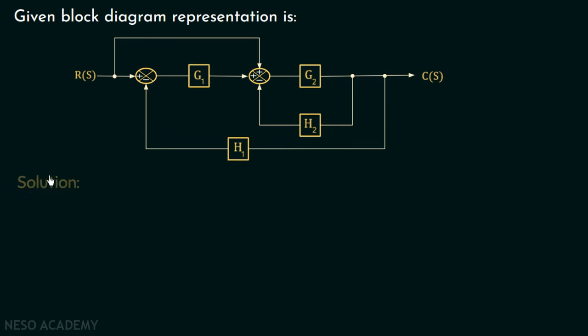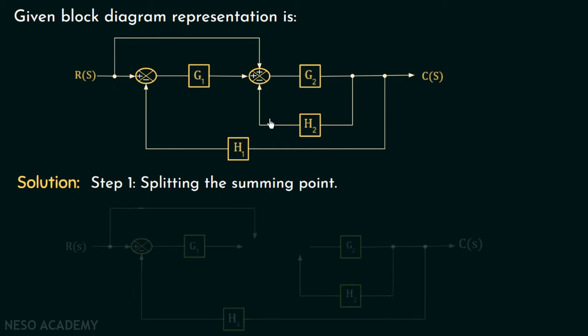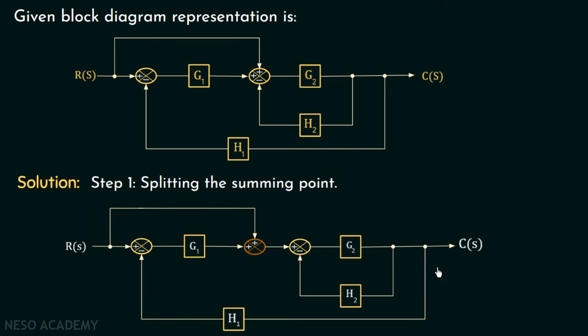So moving on to the solution, our step number 1 is splitting the summing point. We need to split this adder or this summing point. So firstly, we will check the inputs of this adder. The first input is the output from this block G1. The second input is this negative feedback having gain H2. And the third input is the output from this takeoff point. If we split this 3-input adder into two different 2-input adders, then the block diagram representation will look like this.